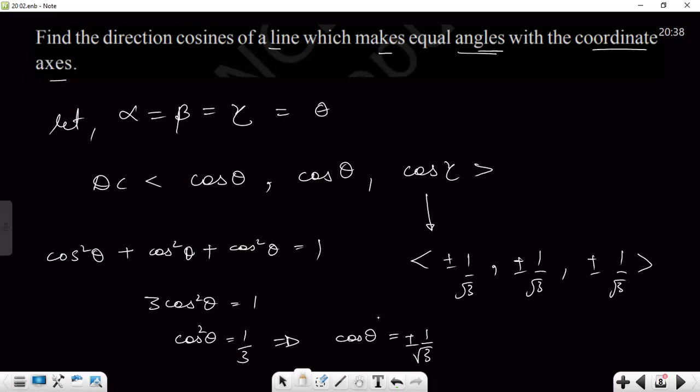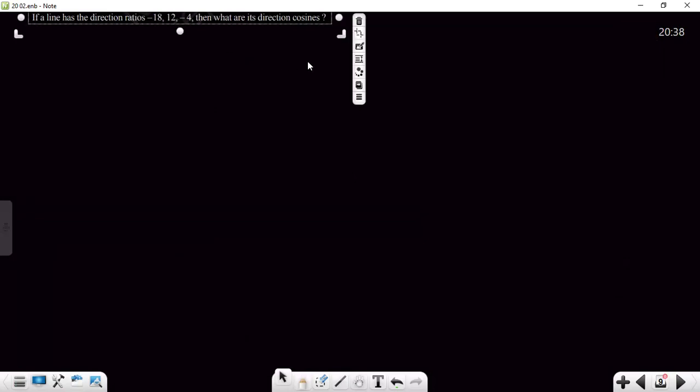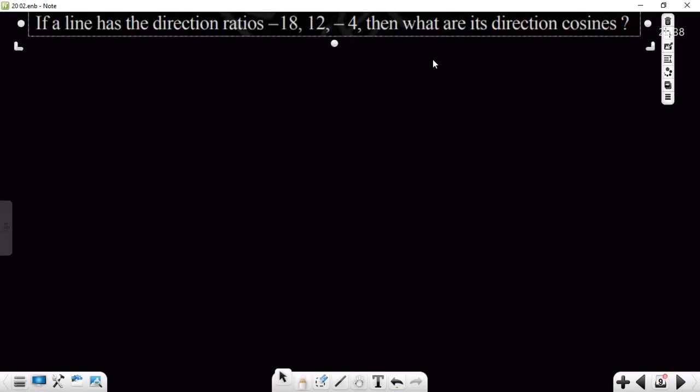Please read it once and then ask if there are any questions. Any questions? No, sir. Okay. Next question then. These are NCERT questions. Very important.